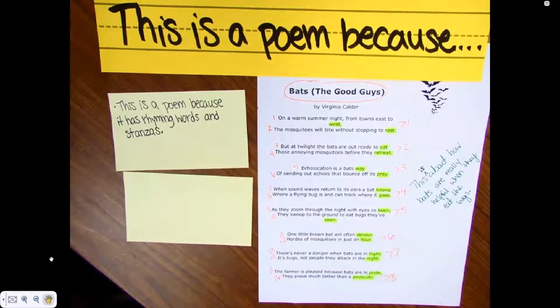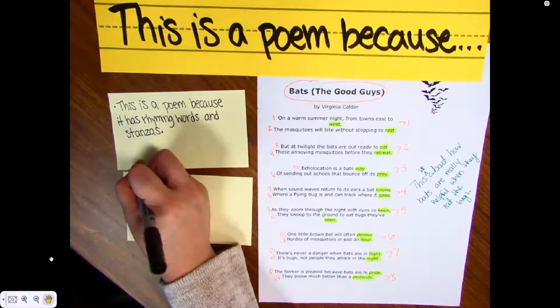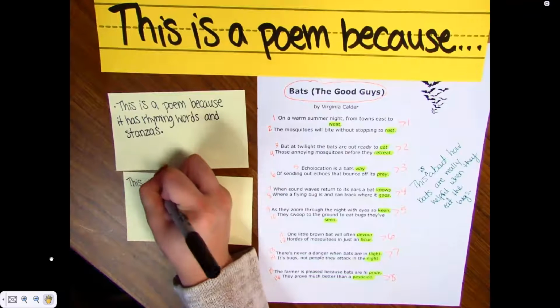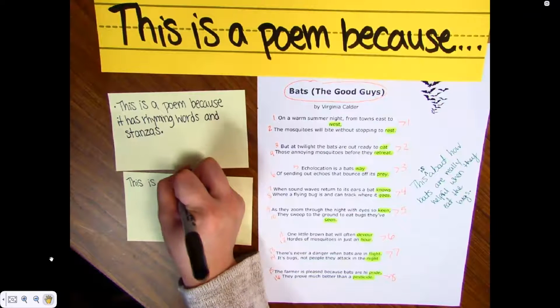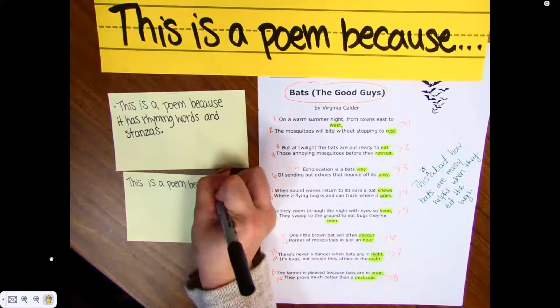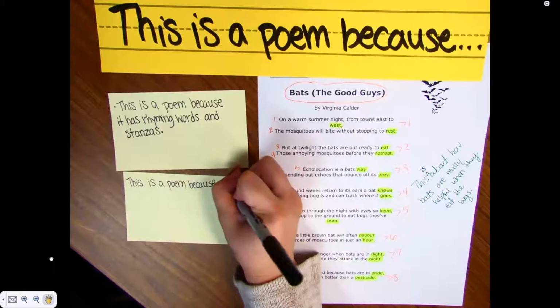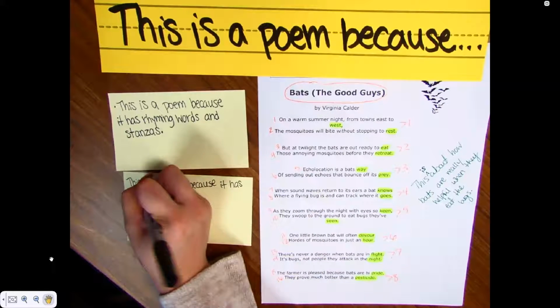Ollie, what else did we say? It has lines. This is a poem because it has lines. Awesome. Okay.